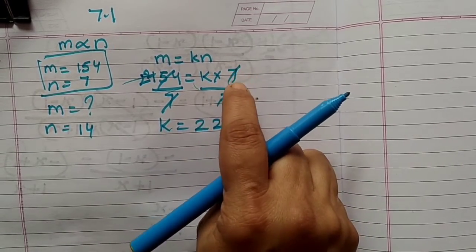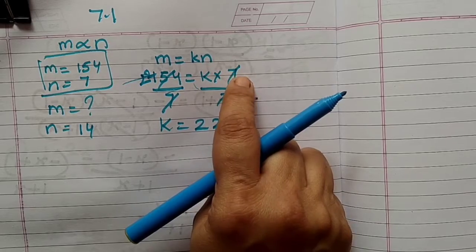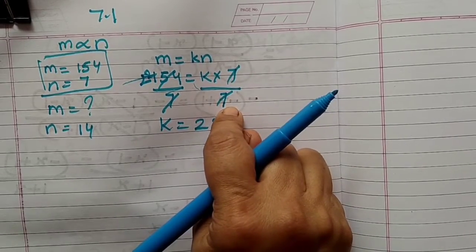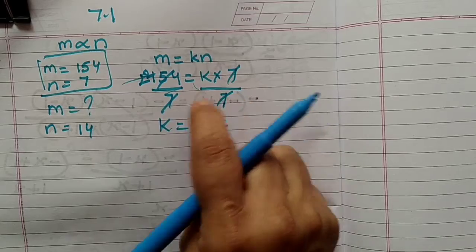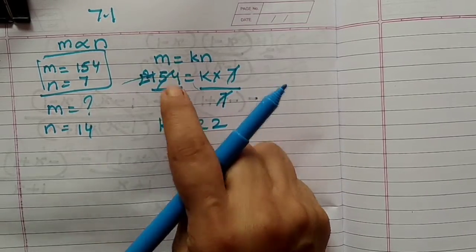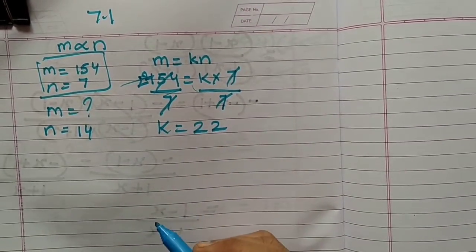I cannot just divide the 7 over here. When I cancel this 7, now why 7? Because here the number is 7. If it was 8, I would have taken 8 over here. So this 7 ones are 7, cancels. Now this also, 7 ones are 7, 22. So we got the value of k as 22.